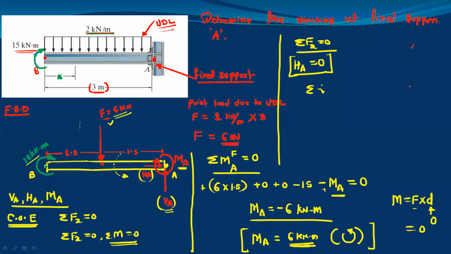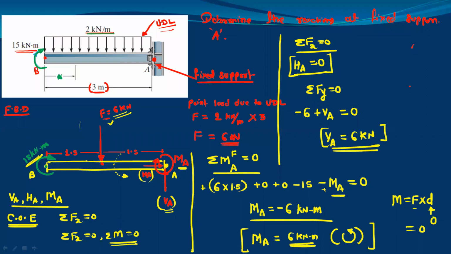Second, use summation Fy equal to 0. For the summation Fy, we have the force 6 kilonewton in the negative y direction, so it is minus 6. Then we have VA in the positive y direction, plus VA. There is no other force. This 15 kilonewton meter is not a force, it is a moment. So this is equal to 0, and finally you will get the value of VA equal to 6 kilonewton. And VA is positive, so our assumed direction is correct.